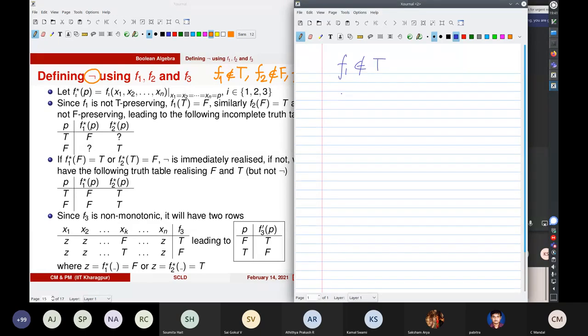So what is the requirement of truth preserving? The requirement of truth preserving is that F of T, etc. is T, but F1 is not truth preserving. So this is not true, right? So if it is not true, what can it be? It has to be F, because there are only two values. If it is not true, it must be false. So that is how we define F star. Instead of writing all of these, we call this F star.